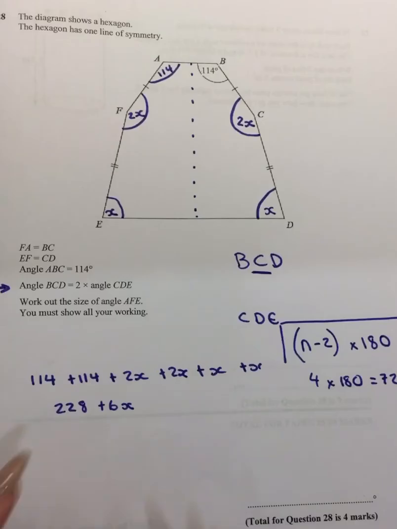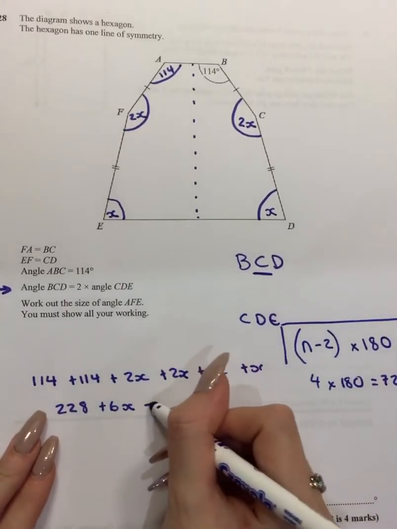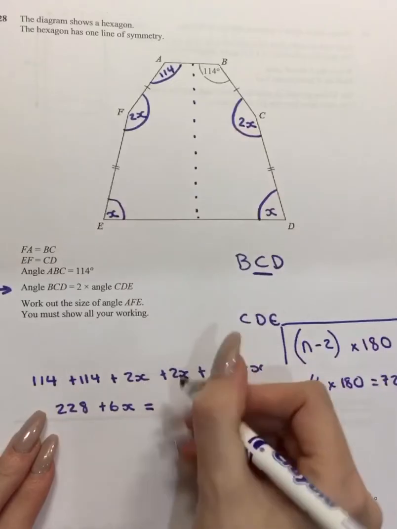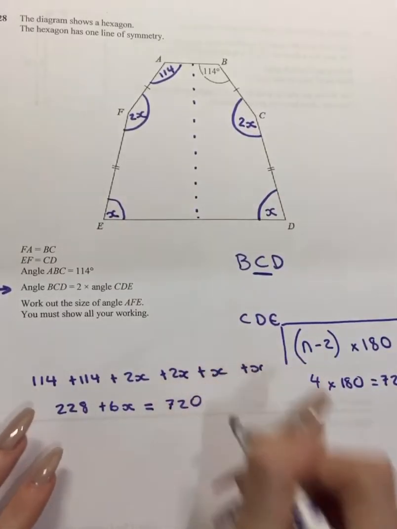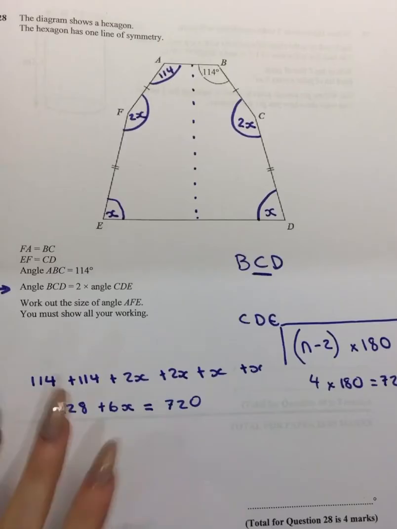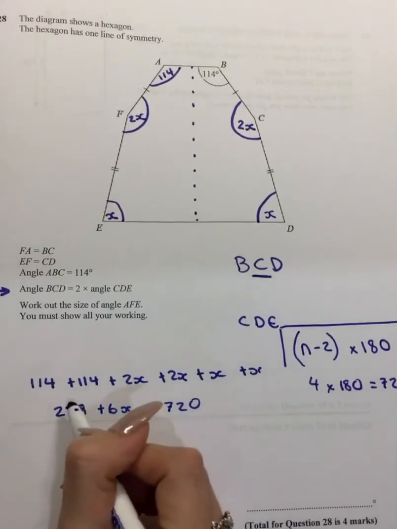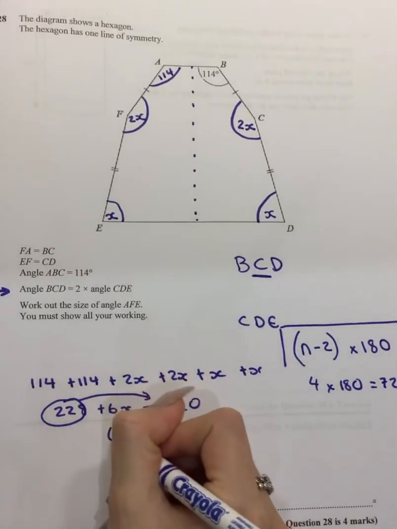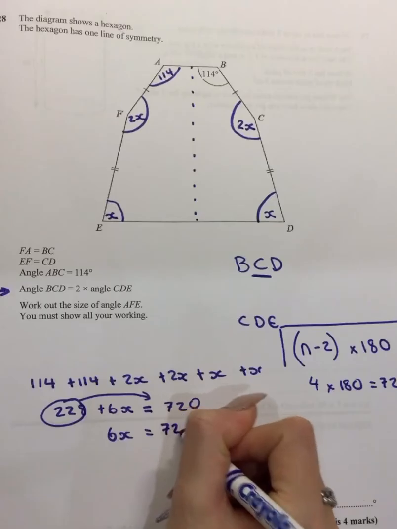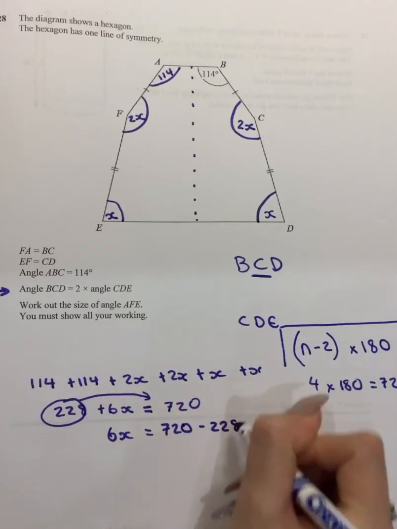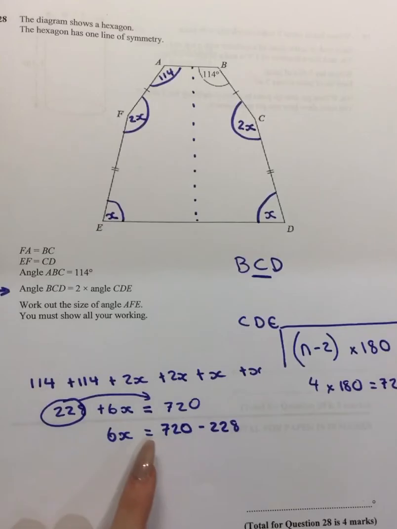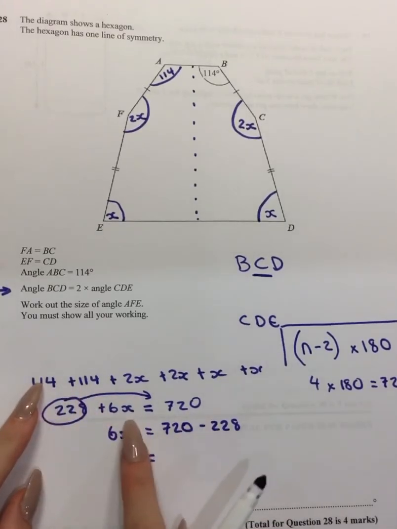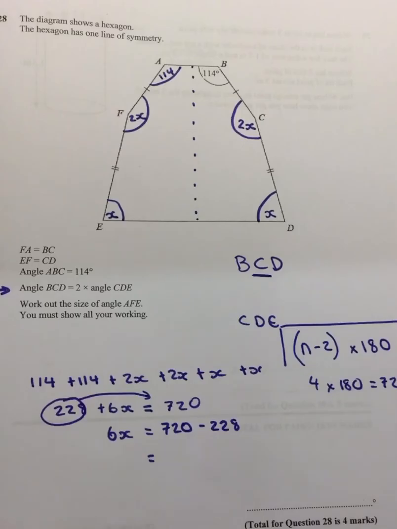So we know that this expression has to add up. All of these angles have to add up to 720. We can then rearrange this to find what x equals, and we can move this over onto the other side. So we get that 6x equals 720 minus 228. Remember, only change one thing at a time in your equation, otherwise there's going to be too many things that we're changing and we're not really sure what's going on. It can be quite confusing.